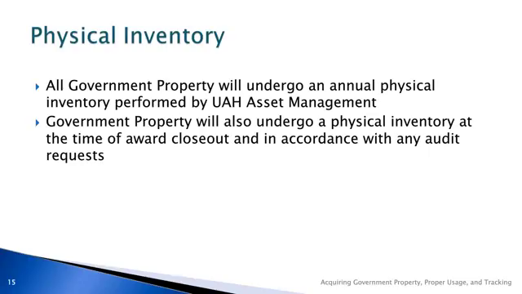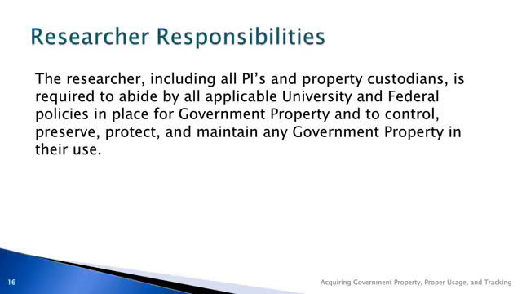Government property undergoes an annual physical inventory conducted by the UAH asset management team. Property custodians are notified of the property on their list, and an arrangement is made to survey the assets. Physical inventories also occur during external and internal audits and will assume the same process. Cooperation by the researcher and property custodian enables these inventories to execute without fault. The researcher, including all PIs and property custodians, is required to abide by all applicable university and federal policies in place for government property and to control, preserve, protect, and maintain any government property in their use.